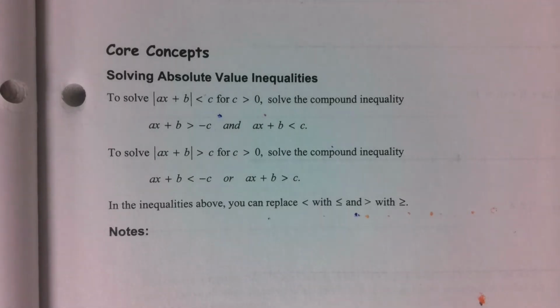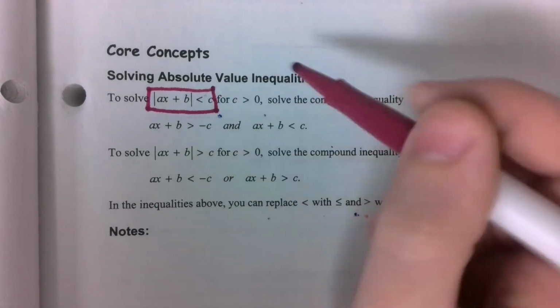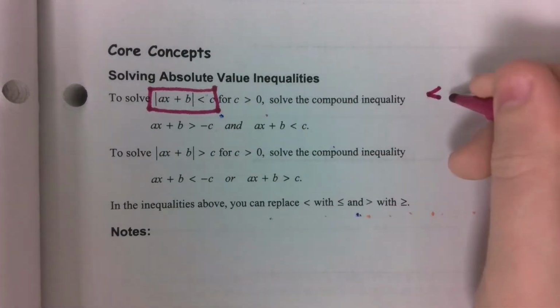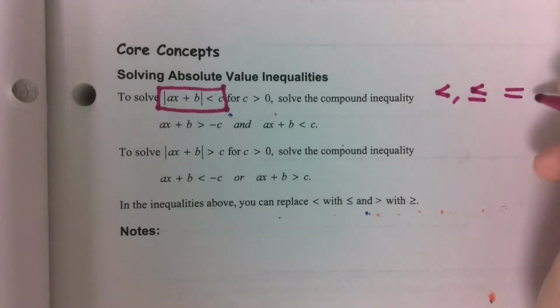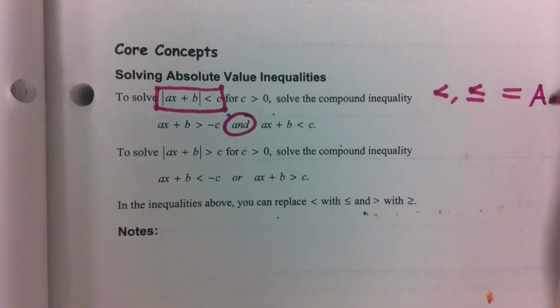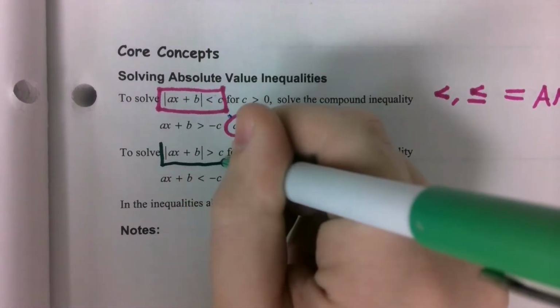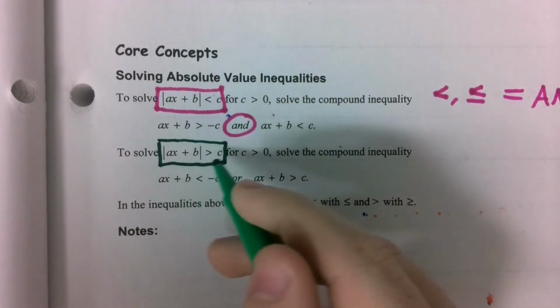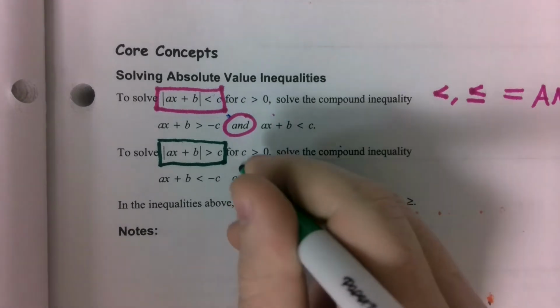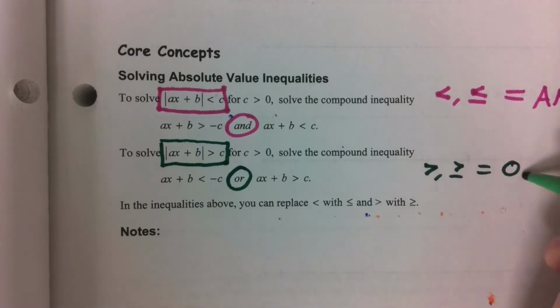Down here we have a lot of algebraic jargon, but the key thing to pick out is this. To solve an absolute value inequality where we have a less than symbol or a less than or equal to symbol, it's the same as having an and compound inequality. On the other hand, if your absolute value is greater than the right side, it's going to be an or compound inequality. So for these two symbols, it's or.